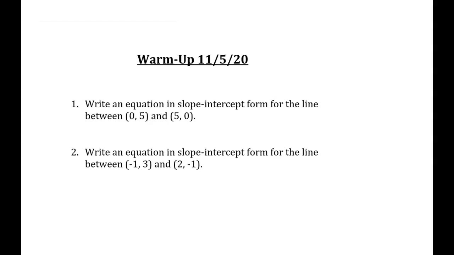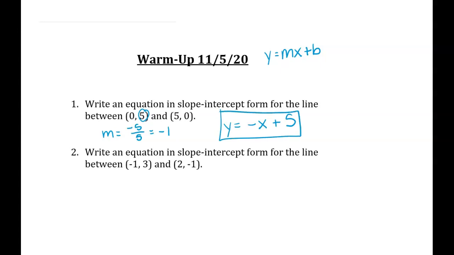So for number 1, 0, 5, and 5, 0, our slope is 0 minus 5, which is negative 5, over 5 minus 0, which is 5, so negative 1. And slope-intercept form is y equals mx plus b. So actually our y-intercept we already have, 5. So we have y equals negative x plus 5. You could say negative 1x if you wanted to, but you don't need the negative 1.